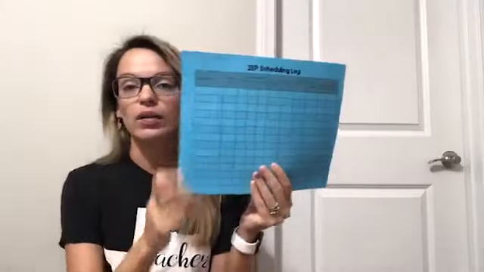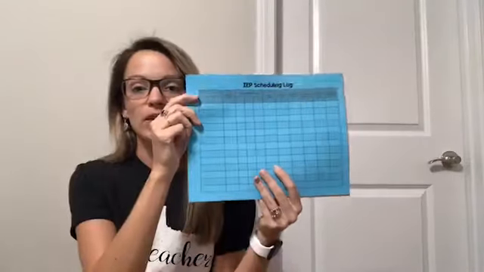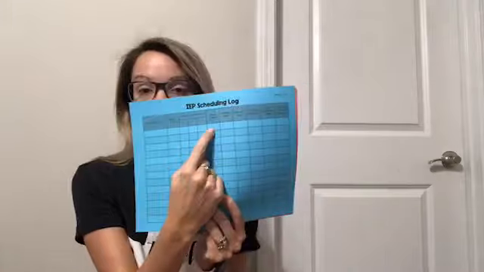The next piece here is your IEP scheduling log. This is for keeping track of when you've tried to contact parents. So the student's name, when their IEP is due, the dates of the letters sent.